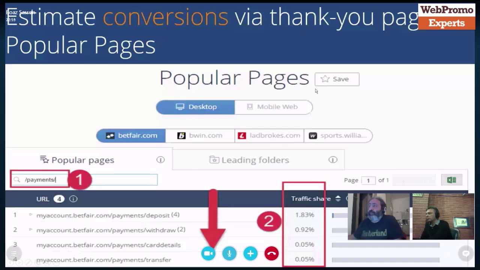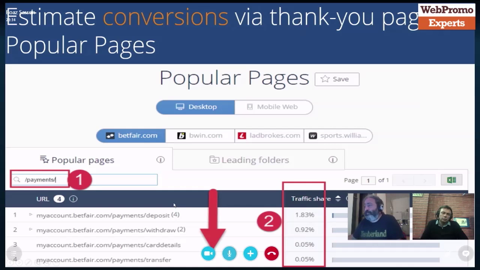One thing I like to do, using our popular pages, is look for file paths that indicate a funnel. In this case, I'm looking at Betfair, and I'm looking at payments in the file path, and I can see deposits, withdrawals, transfers, and so on, and traffic share. I do a little bit of math in Excel, and I get a fairly good idea of how many people a month hit the site and deposit money.